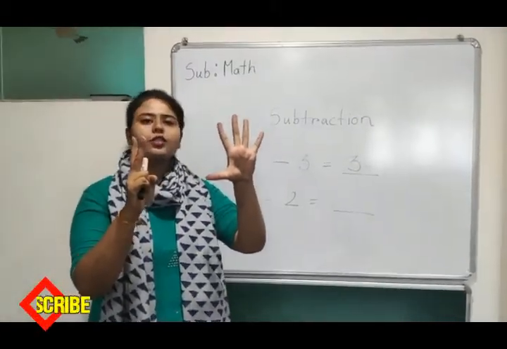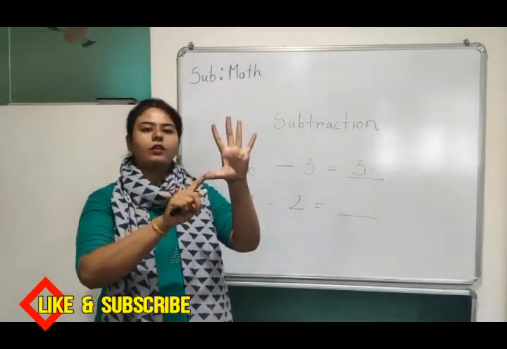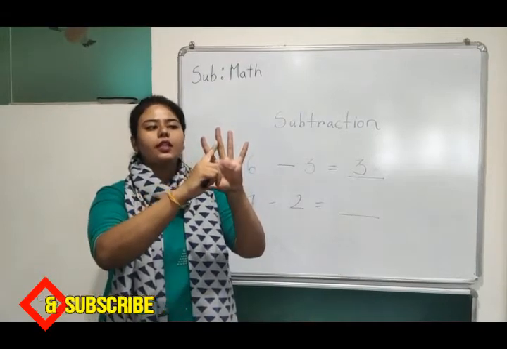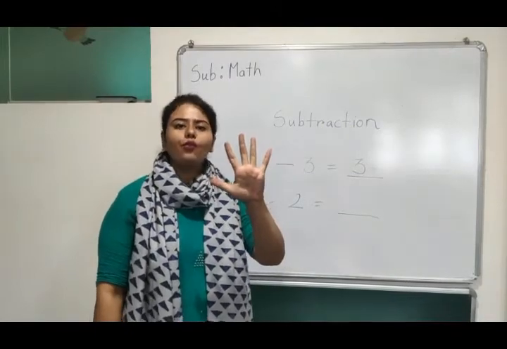We have to cut 2. So 1 and 2. So how many are left? 1, 2, 3, 4 and 5. So our answer is 5.